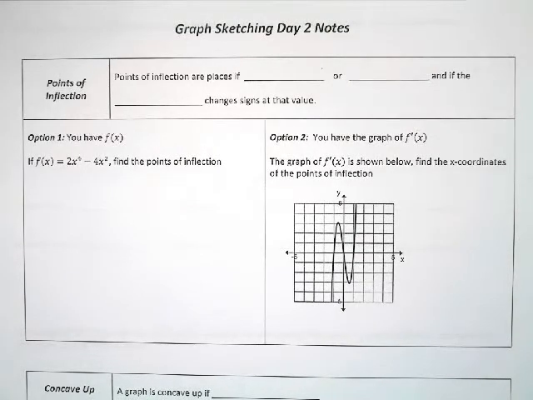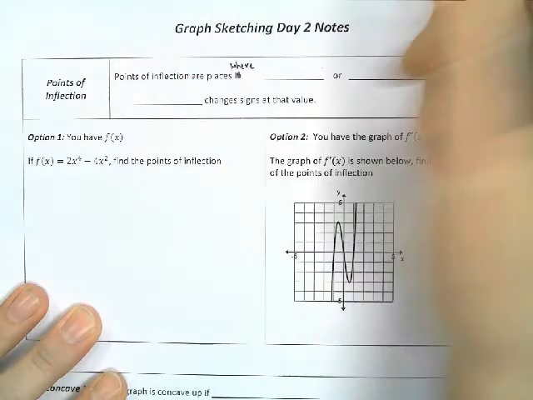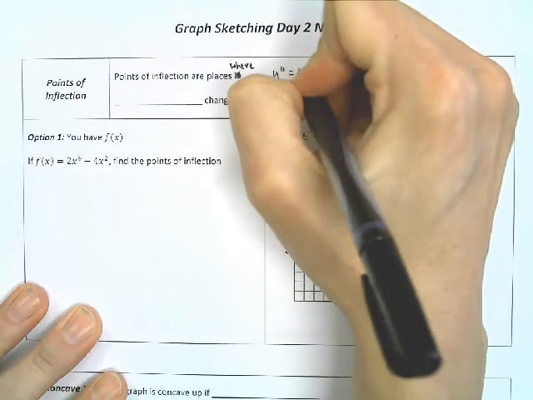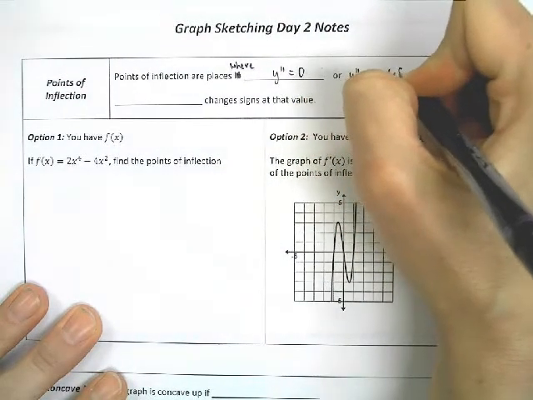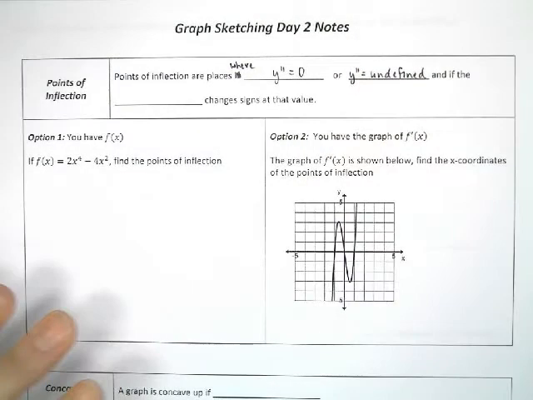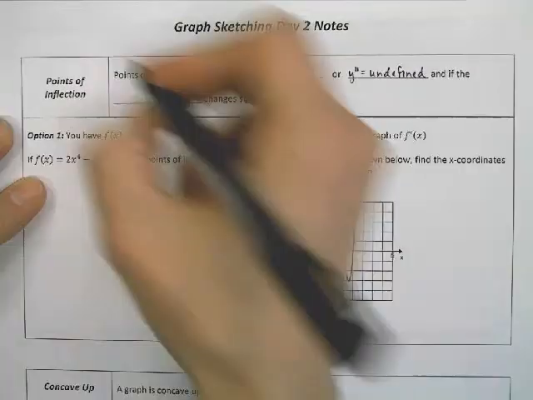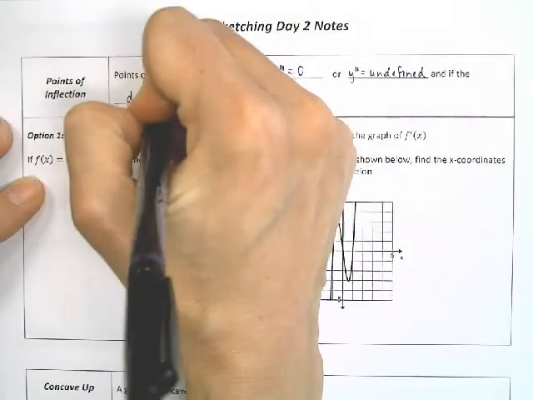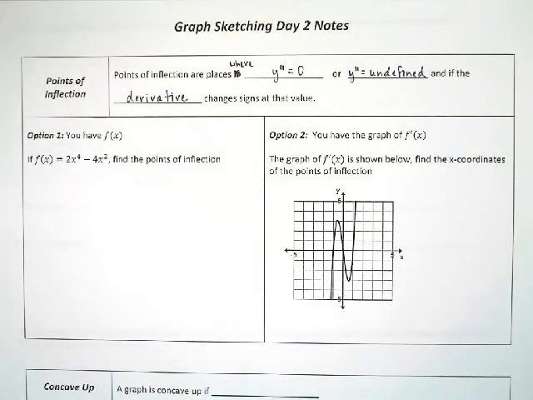So the first new vocabulary word we have for today is called points of inflection. Points of inflection are places where the second derivative, y double prime, is equal to 0, or where it's undefined. Now, actually finding where it's 0 or undefined gives us possible points of inflection. To know if it's truly a point of inflection, we have to know that the derivative changes sign at that value. And so we'll talk about that a little bit more here in this example.